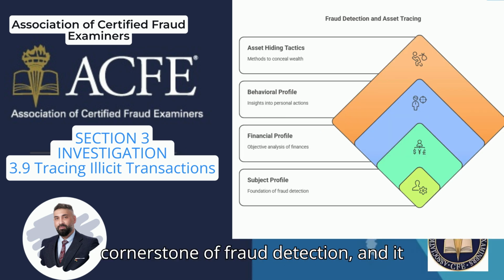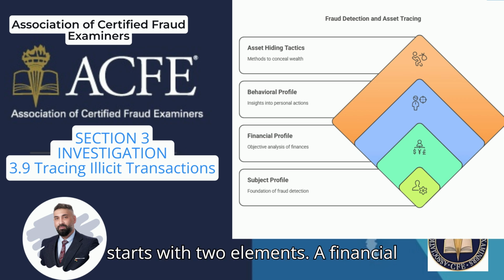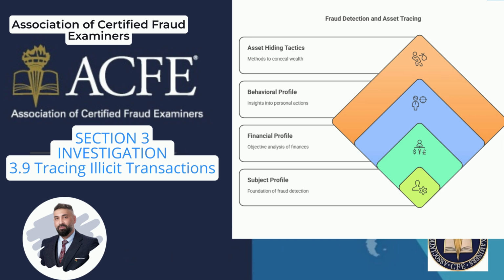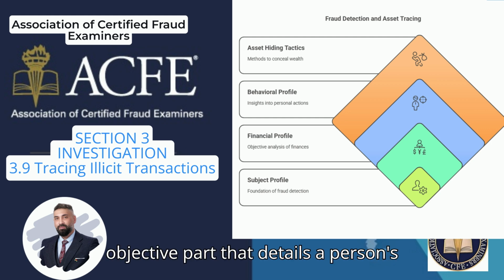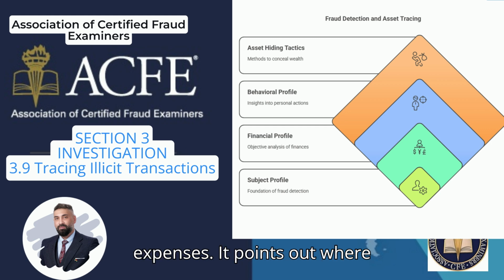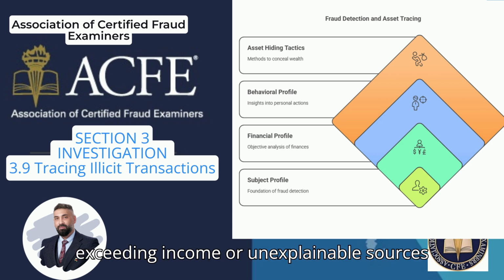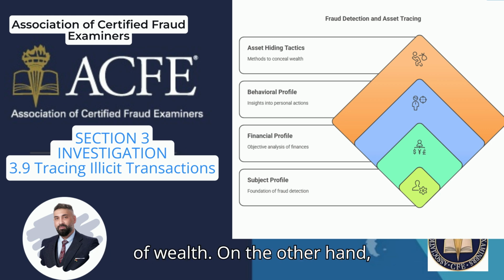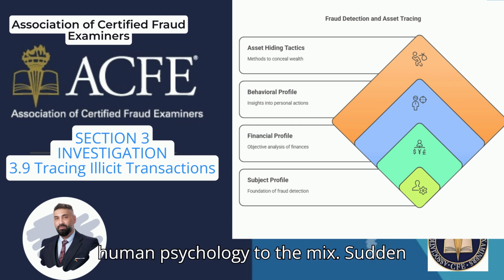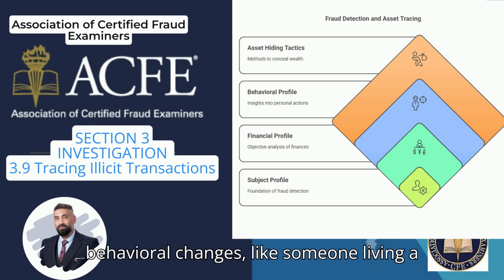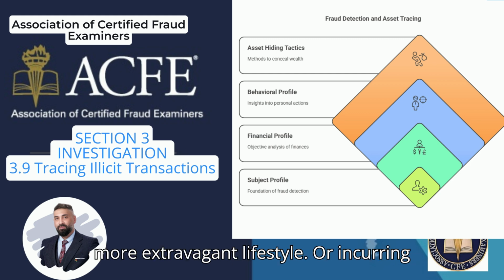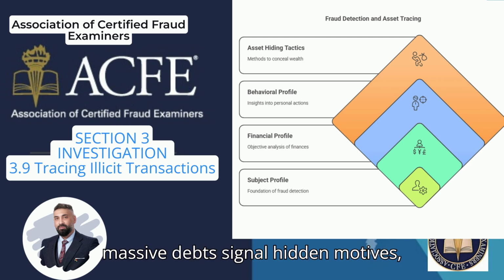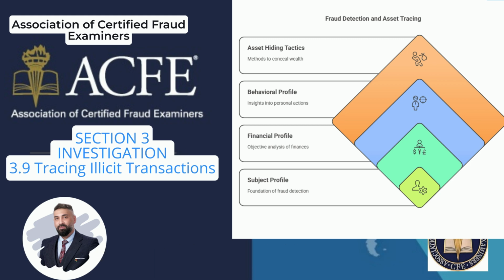Building a subject profile is a cornerstone of fraud detection, and it starts with two elements: a financial profile and a behavioral profile. The financial profile is the cold, objective part that details a person's assets, income, liabilities, and expenses. It points out where things don't align, like expenses exceeding income or unexplainable sources of wealth. On the other hand, the behavioral profile adds a touch of human psychology to the mix. Sudden behavioral changes, like someone living a more extravagant lifestyle or incurring massive debts, signal hidden motives or perhaps attempts to cover up fraud.